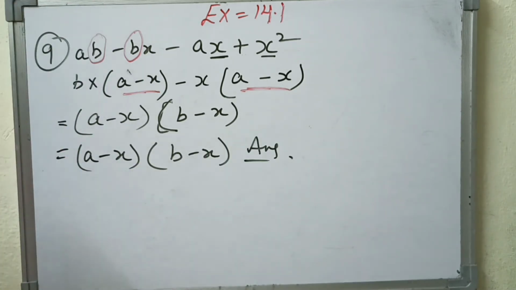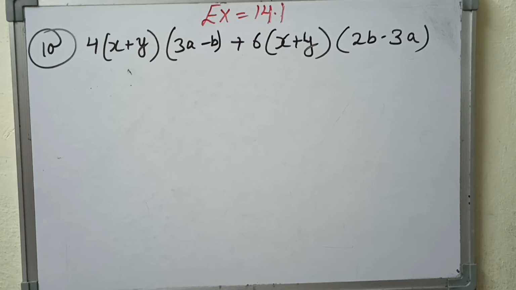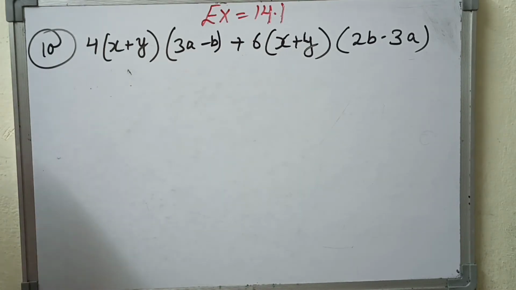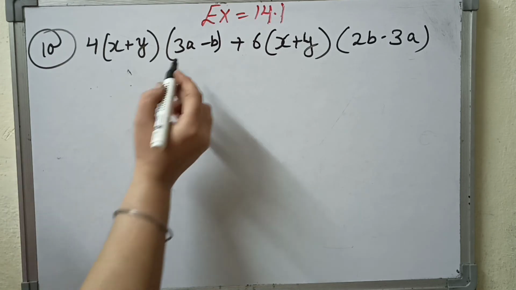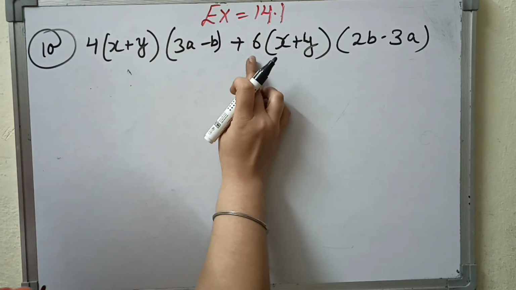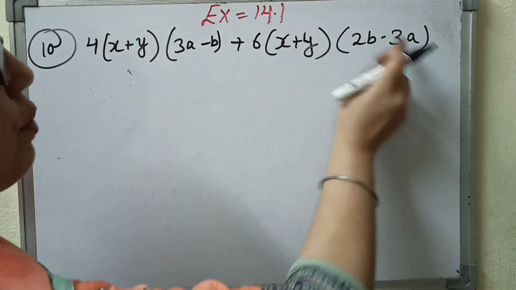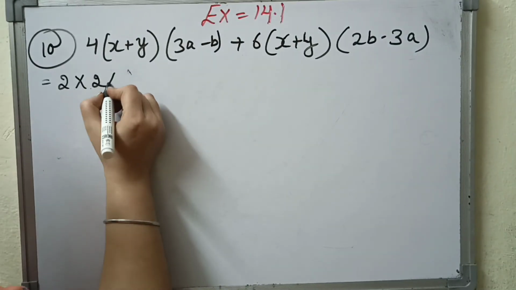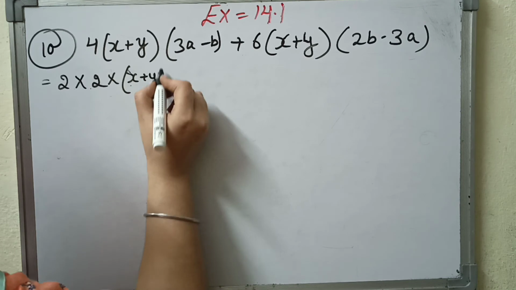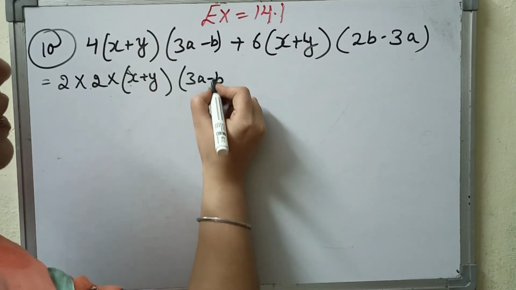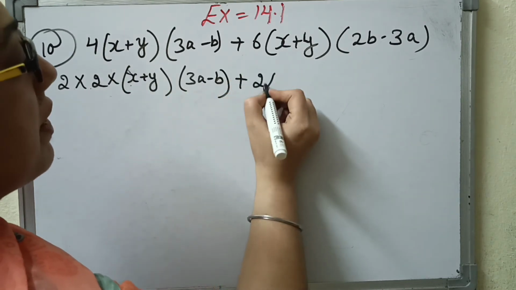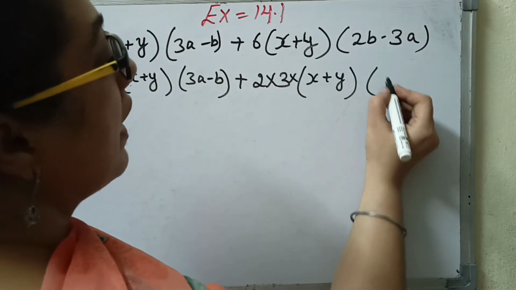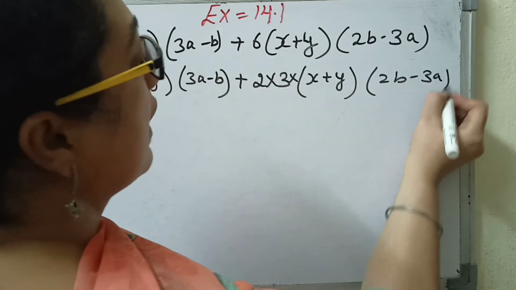That is the answer. Now in 10th sum there are 2 terms: 4 times x plus y into 3a minus b is the first term, and the second term is 6 times x plus y into 2b minus 3a. Now 4 can be written as 2 into 2, x plus y and 3a minus b. And in the next term 6 can be written as 2 into 3, x plus y and 2b minus 3a.